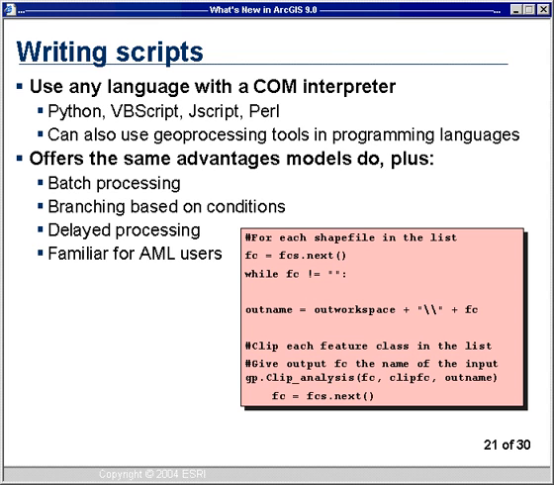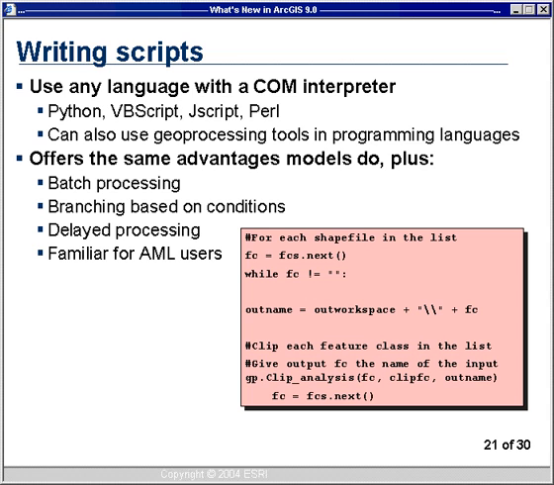So really, you have many choices. The choice is yours how you want to write the script, in what language. Some of the more popular ones that you'll see are Python, VBScript, JScript, and Perl. Again, you have the choice what you want to use. You can also use these geoprocessing tools in any programming language that you may be using right now.